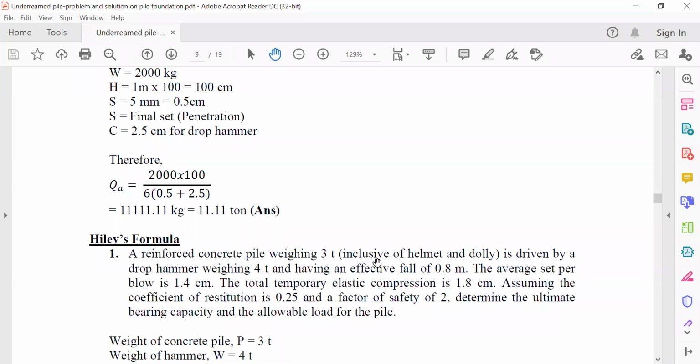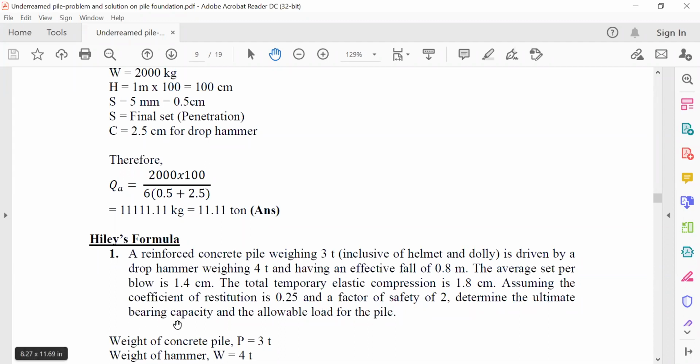Yes, sir. So the effective fall of height, eta H into capital H, is equal to the given 0.8 meter. The average set per blow is 1.4 cm, that means capital S is 1.4 cm. The total temporary elastic compression C is given there as 1.8 centimeter. Assuming the coefficient of restitution E is 0.25 and factor of safety 2, determine the ultimate bearing capacity.